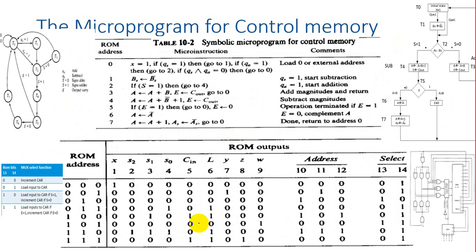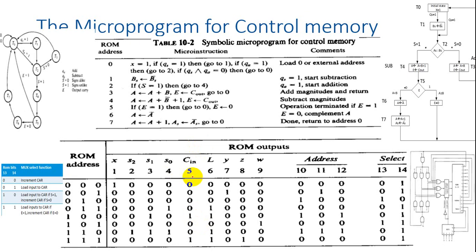Let's write the microprogram to perform 2's complement, addition, and subtraction. Okay, so what is the microprogram? Before writing the microprogram, we are going to write the pseudocode. That means algorithm, sometimes called pseudocode. Pseudocode before writing the actual microprogram.